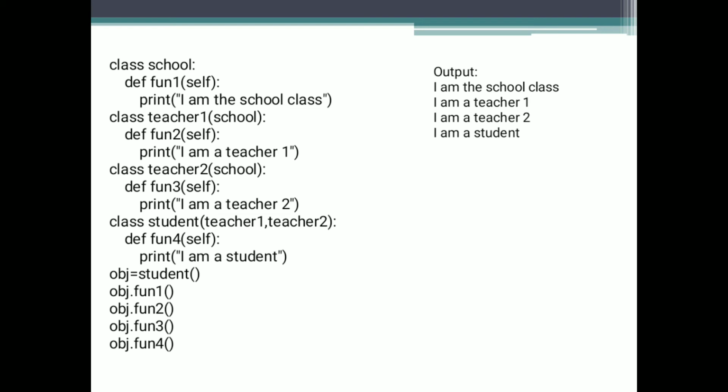Then we create an object of student class, that is obj. Using this object we call all the functions. The output we get from this program is I am the school class, I am a teacher 1, I am a teacher 2, I am a student. This is all about inheritance in Python.